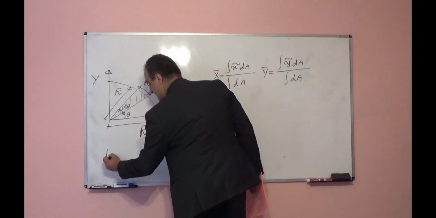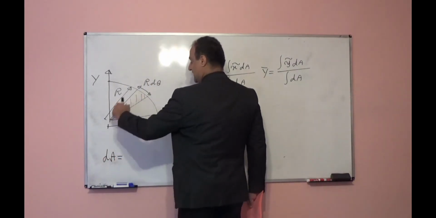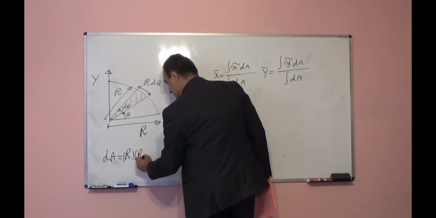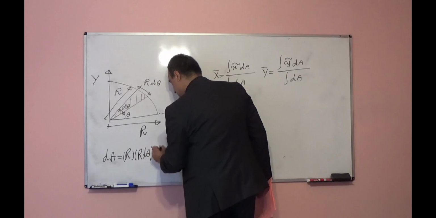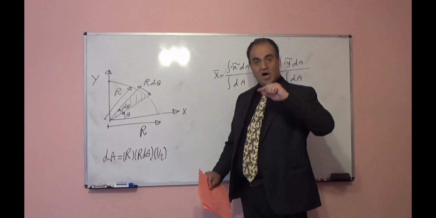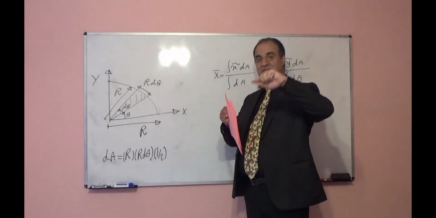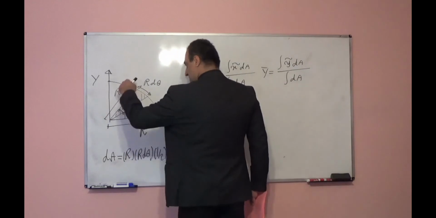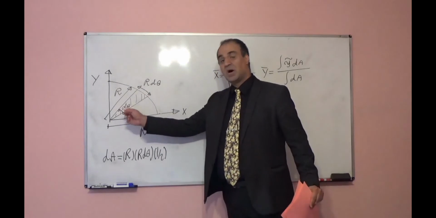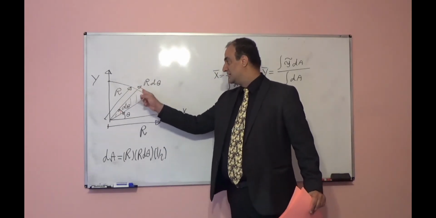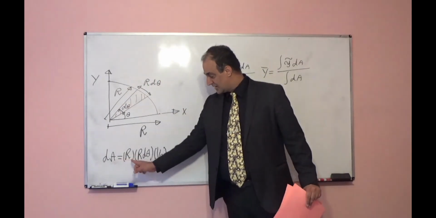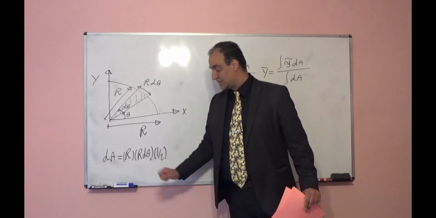dA will be the area of this triangle. It will be r times r d theta times half, because for a very small variation of theta, the arc is like a straight line. So dA will be r times r d theta times half.